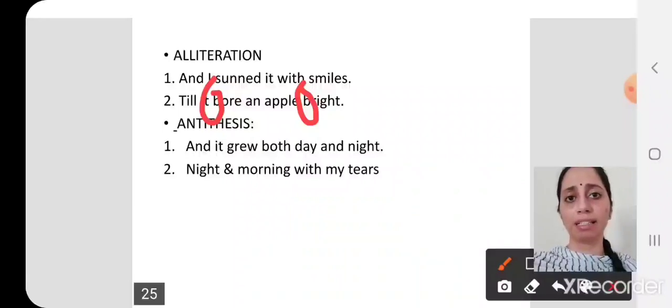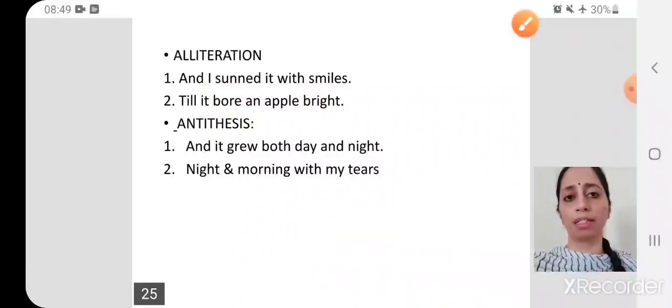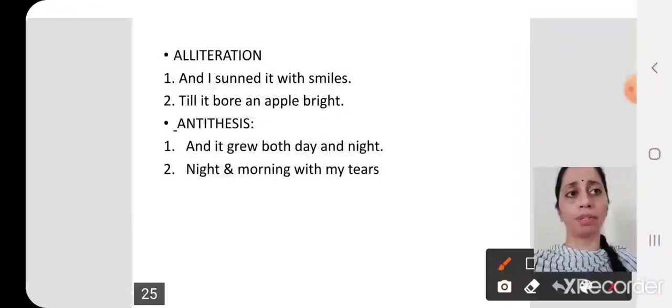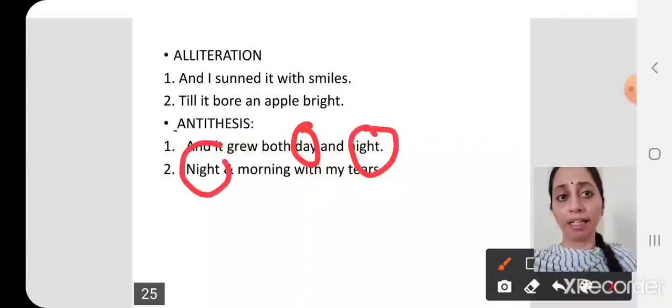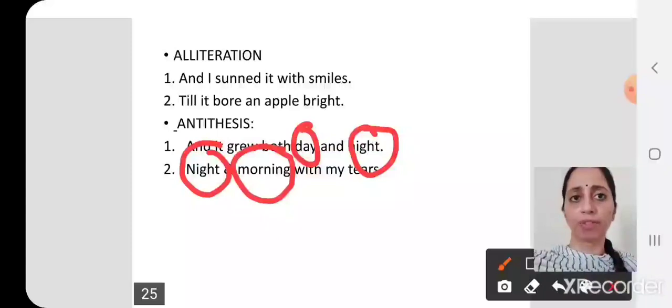Now what is antithesis? When two opposite words are placed in the same line, the figure of speech is antithesis. So what are the two opposite words over here? In the first line, we have the opposite words day and night. And in the second line, we have night and morning. So two opposite words, when they are used in the same line, the figure of speech is antithesis. Clear?